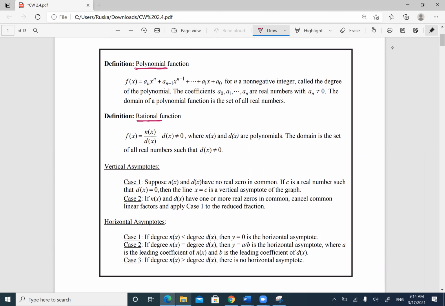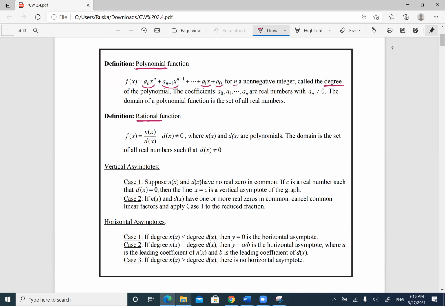which looks like this. We have a number times x with an exponent, so these are terms, plus another number times x with an exponent, plus and so on, and continue all the way to x with exponent 0. And n is a non-negative integer. It's called the degree of the polynomial. So the highest exponent for x, which is n, is called the degree of the polynomial.